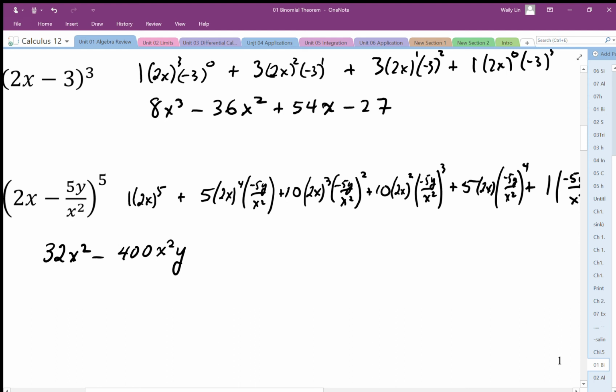Okay. I'm going to do this one. I'm going to work out the coefficients first. So I'm going to have 10 times 8 times 25. So 8 times 25 is 200. And times 10 is going to be 2,000. So it's going to be positive 2,000.